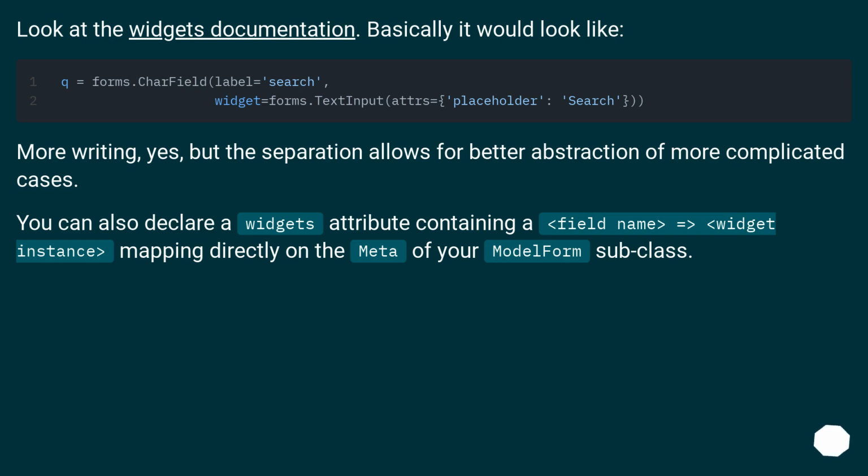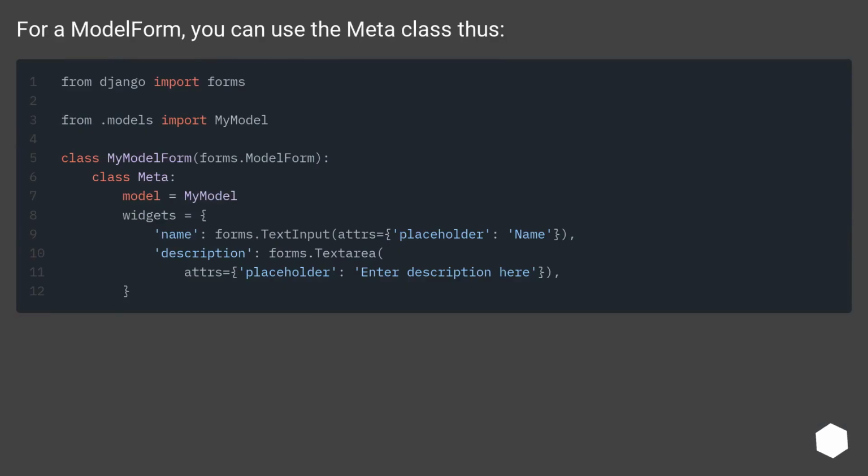You can also declare a widget's attribute containing a field name equals widget instance, mapping directly on the Meta of your model form subclass. For a model form, you can use the Meta class thus.